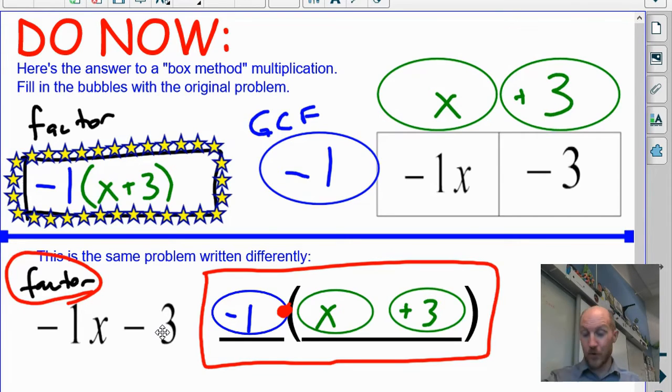You could visualize the box model. You could actually write a box model out, whatever would work for you. That is the more typical way we're going to see it written in an algebra context.